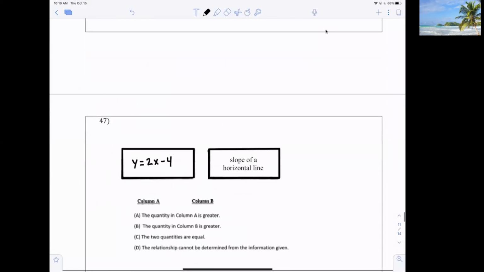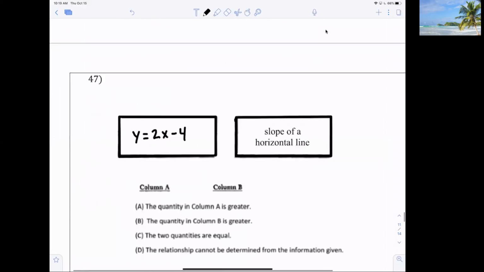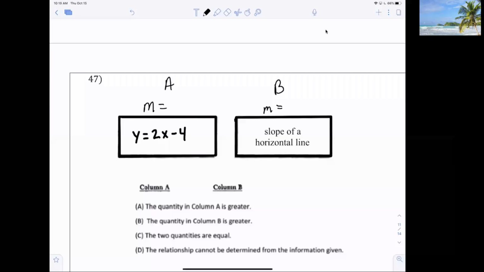Yeah, 47 is the one where I kind of made a mistake. I forgot, or I erased something and didn't put it back. I want the slope of this, and I want you to compare it to the slope of that. What's the slope? And remember, this is column A, and this is column B. What's the slope of column A?